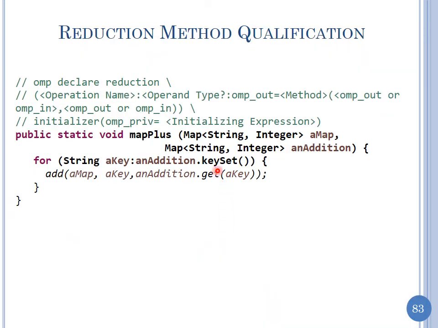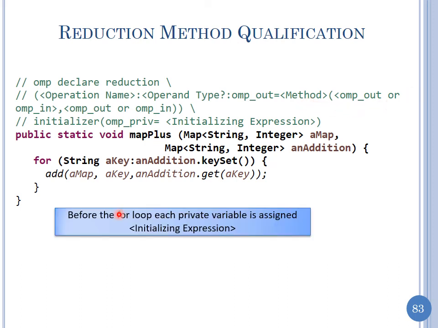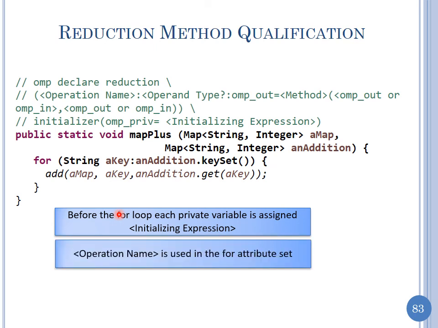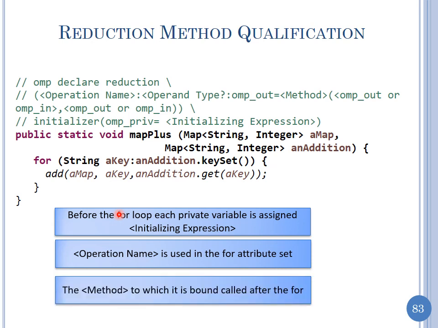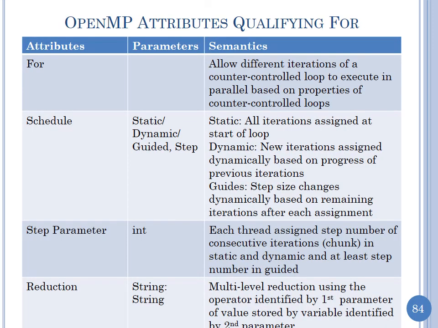And this is giving you the syntax of this reduction clause here, that you say OMP declare reduction. We have an operation name, operand type, and method name, and we have OMP out or OMP in here, or OMP out or OMP in here, and we have initialization OMP private equals some initialization operation. So that's a general syntax here. I believe this method here corresponds. So we've got now some more syntax here with the reduction attribute.